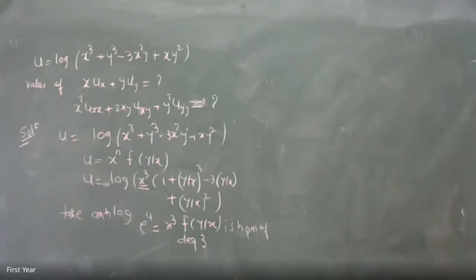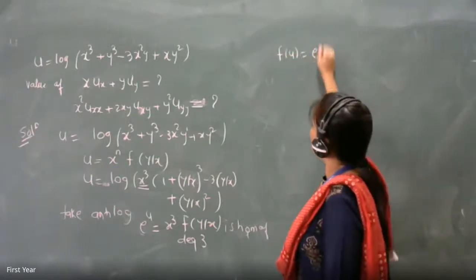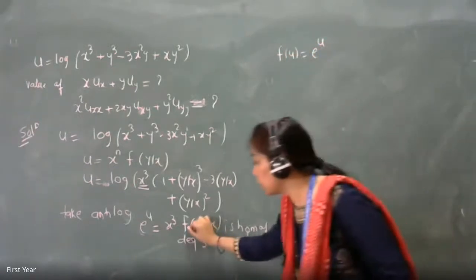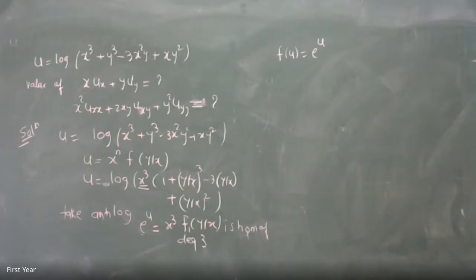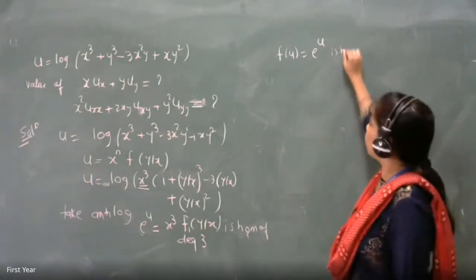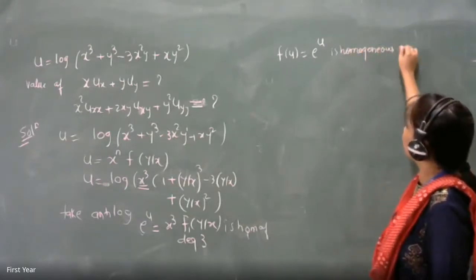So your function now is f of u is equal to e raised to u. Now if you are getting confused with this f and that f of u what I have written, you can write e raised to u is equal to x cube into f1 of y by x. So e raised to u is f of u, and this is homogeneous of degree 3.